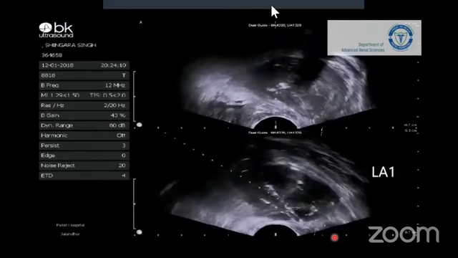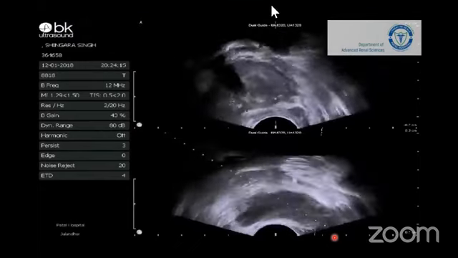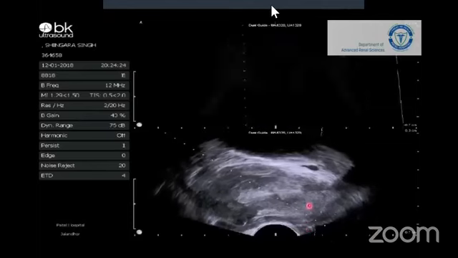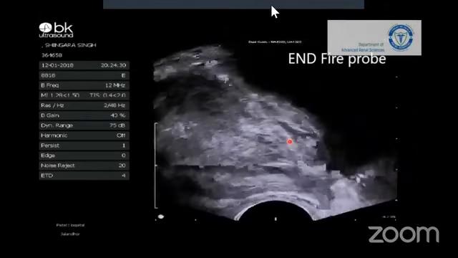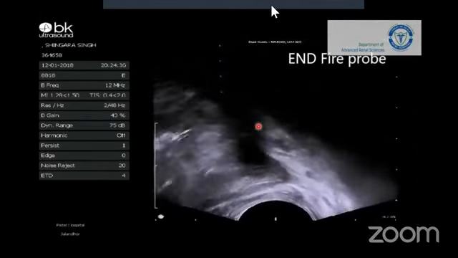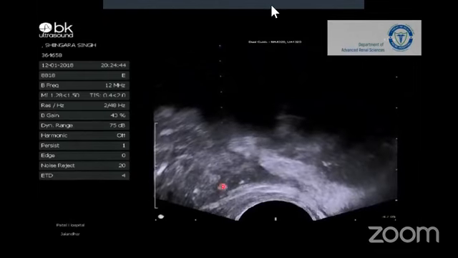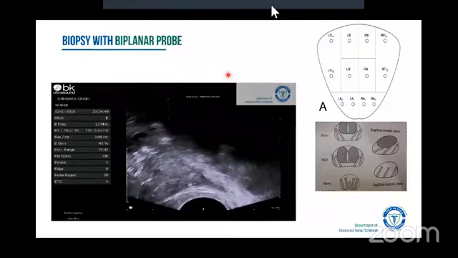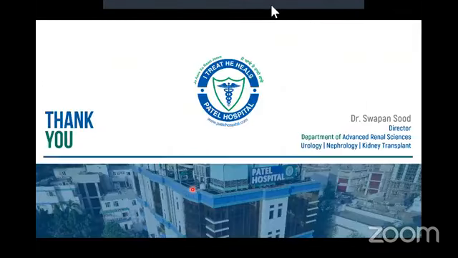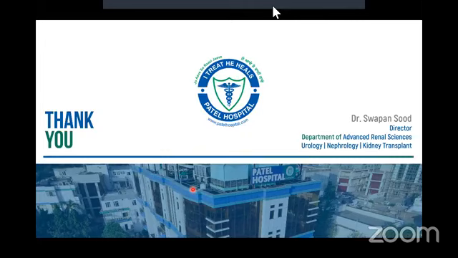If you want more apical or anterior biopsies, then you have to use the end fire probe. This is the end fire probe of the triplanar probe. Similarly, without removing the probe, this is the biopsy guide which is appearing over here, and then you can biopsy directly from that point. I hope I could clear some of the basics to help you get a better endpoint.